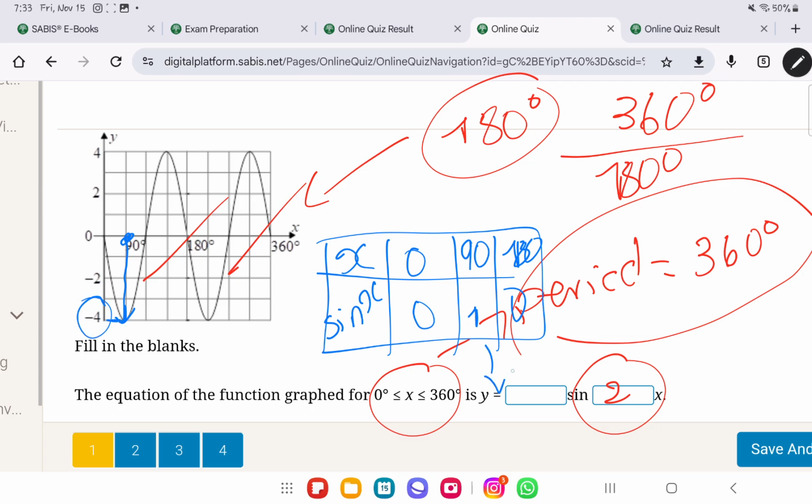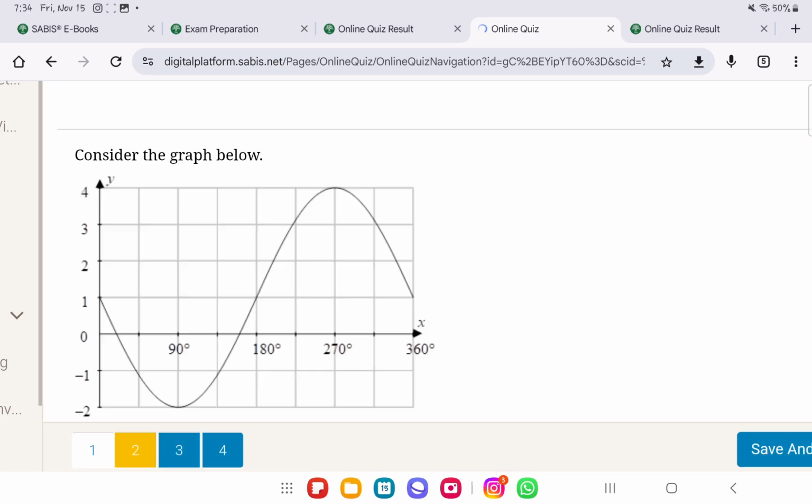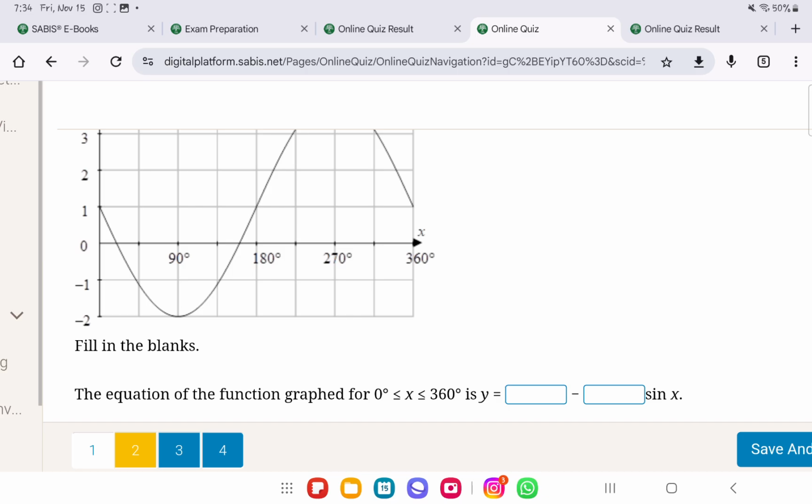So how does the 1 become a -4? Simply by multiplying it by -4. So over here it's -4, and over here it is 2. Now we move on to question number 2. Again, we have something similar. Here, this is a bit complicated.